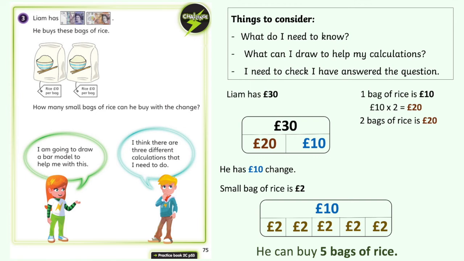Well done for giving that a really good go. Even if you didn't quite get that, hopefully you can see now the different steps that we had to work through. And by writing things down and representing them, we've helped work through this question really methodically and make sure that we don't miss anything out.